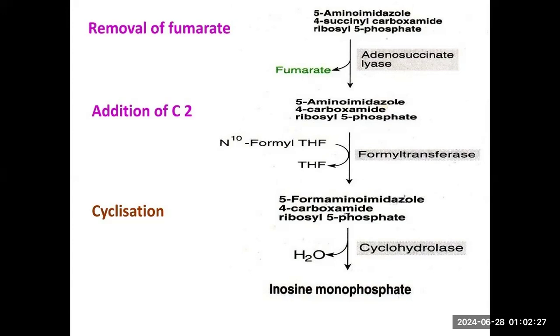At this stage, all the 6 atoms of the 6-member part of the purine ring are completed. The only thing left is the cyclization of the ring, and by the action of the enzyme cyclohydrolase, this is converted into a cyclic structure, and we get the formation of inosine monophosphate.